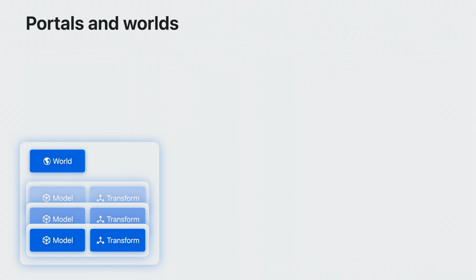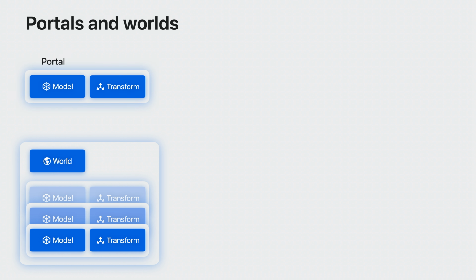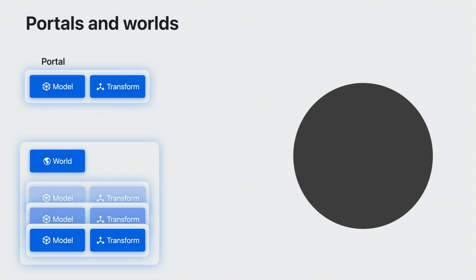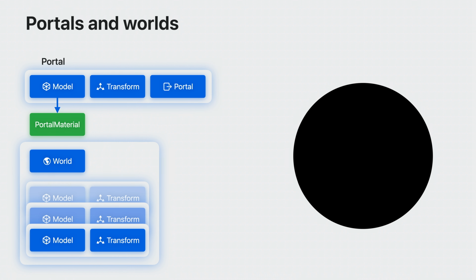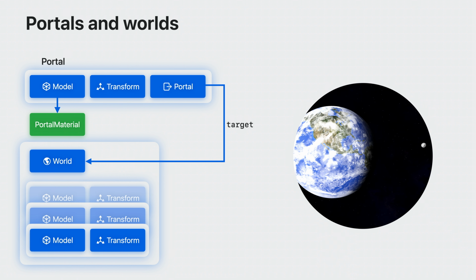Next, we'll make a portal. To do this, we add an entity with a model component. The model component contains 2 properties, a mesh and a material. For the mesh, we'll generate a circular plane to act as the surface of the portal. For the material, we'll assign a new portal material in order to make the mesh appear as a portal. To connect the portal with our world, we'll add a portal component to the entity and set its target property to the world entity. This allows the portal to act as a mask to reveal the content inside of our world.